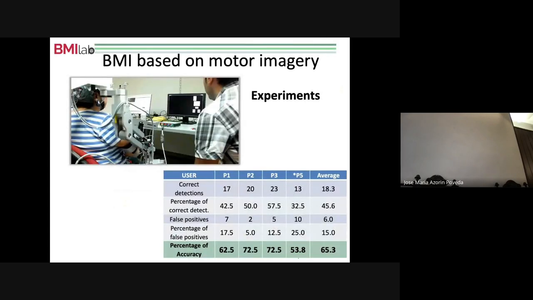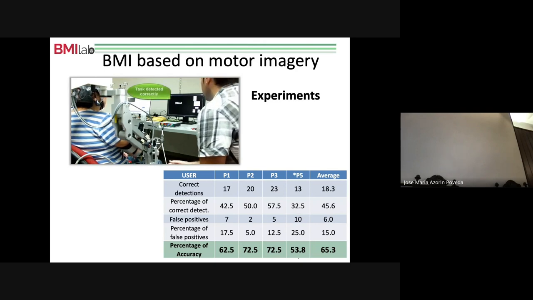So let me show you here one video with one of the patients. As you can see here, first of all, the person is in the relaxed state. And on the screen, it's going to appear a hand. It means that the person has to think about movement of his, in this case, her hand. And when the BCI detects that, the BCI sends a command to the stimulator and the muscle produces the movement of the arm of the person.